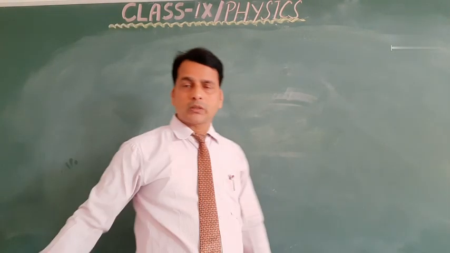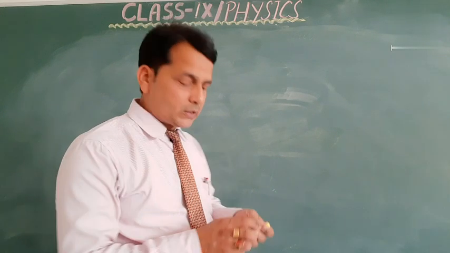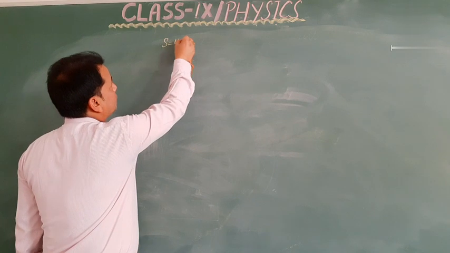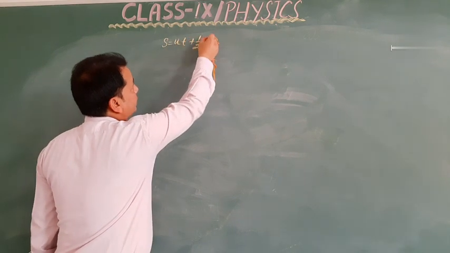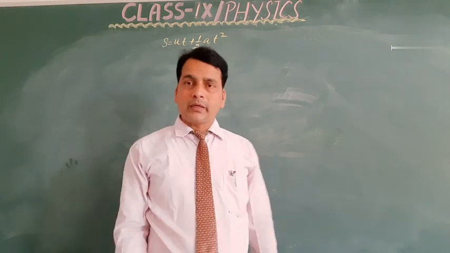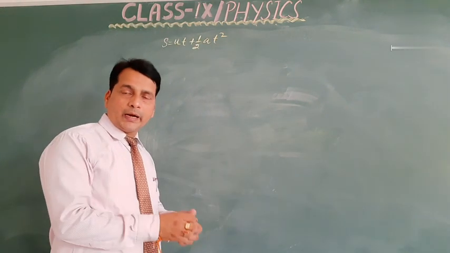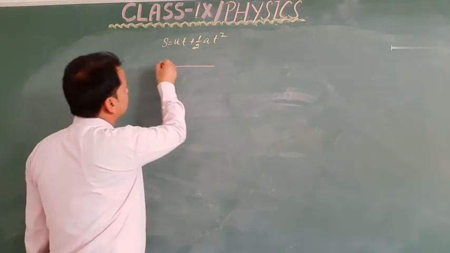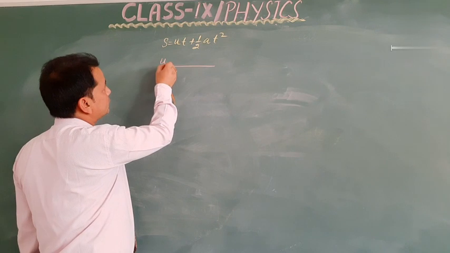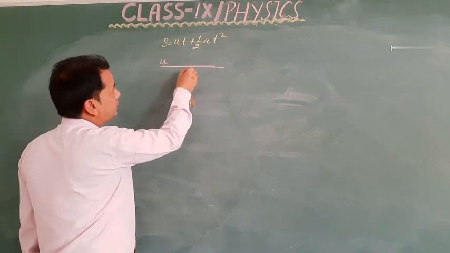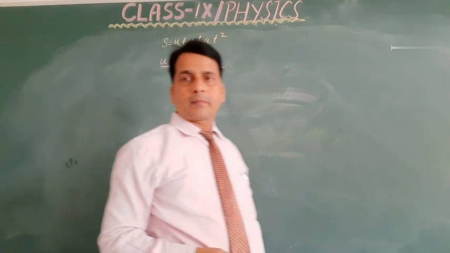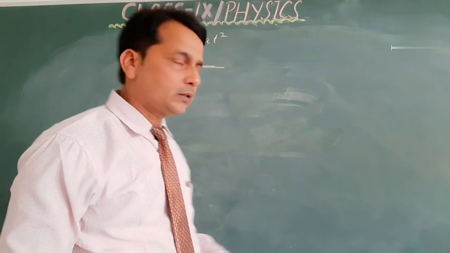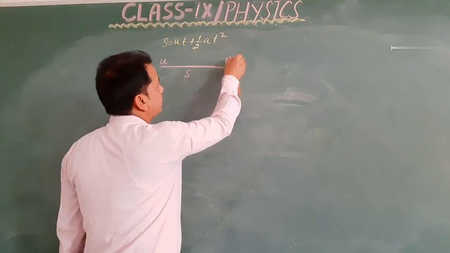Now the second equation of motion, that is s equal to ut plus half at square. Suppose a moving object has initial velocity u, and after time t the distance traveled by the moving object is s, and the final velocity is v.